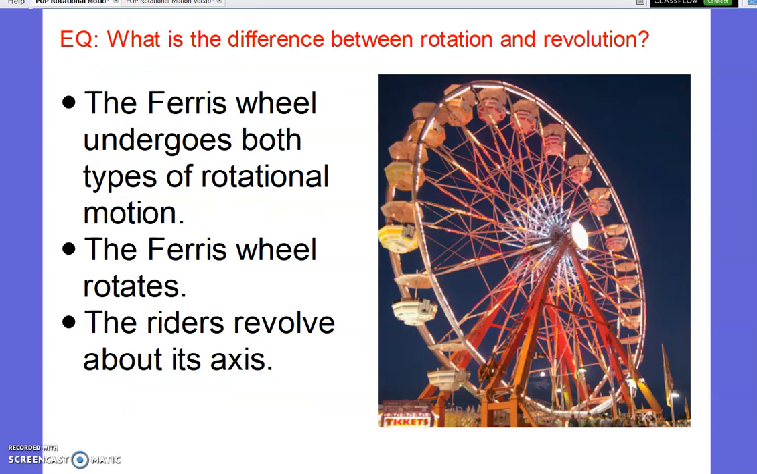Some examples of things that both revolve and rotate are a Ferris wheel and the Earth. Let's first look at a Ferris wheel. So a Ferris wheel both undergoes the types of rotational motion of rotating and revolving. The Ferris wheel itself is rotating because the axis goes through the Ferris wheel. However, the riders on the Ferris wheel are revolving because the axis is not going through the people on the Ferris wheel.